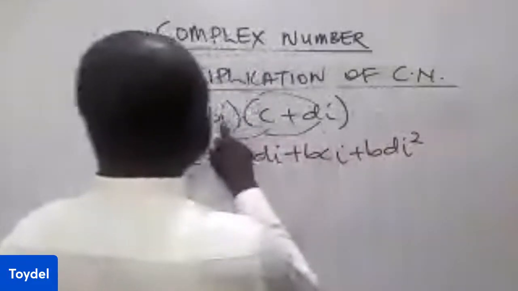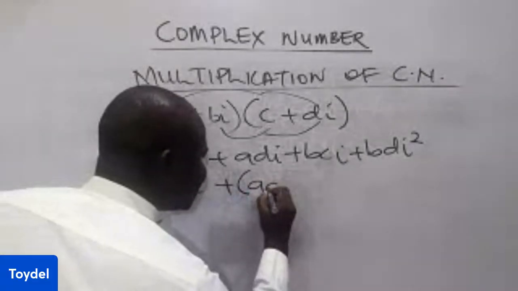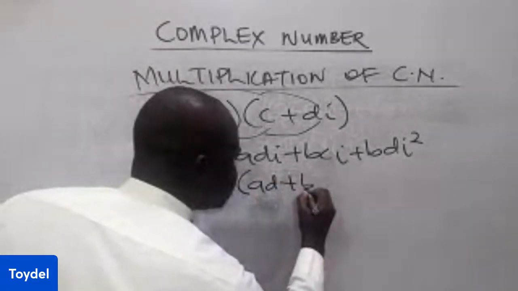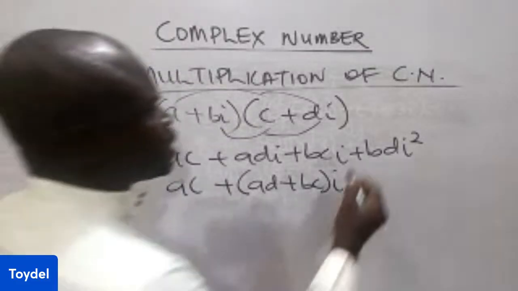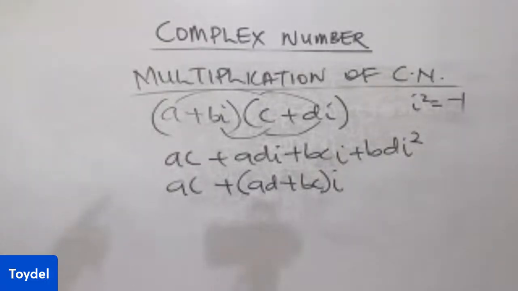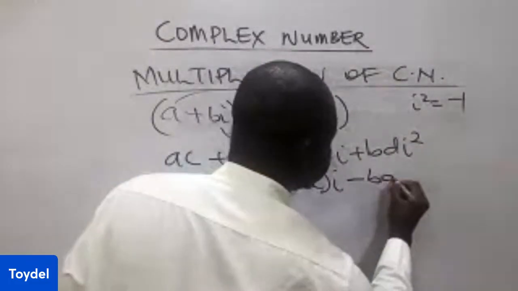So we have ac plus this one has i, this one has i. You can combine the two into brackets, (ad plus bc) i. But we recall that i squared is equal to minus 1 from the onset, because i is equal to the square root of minus 1. When we take the square of both sides, i squared becomes minus 1. So i squared here, we change everything here, this plus to minus. So we have minus bd.